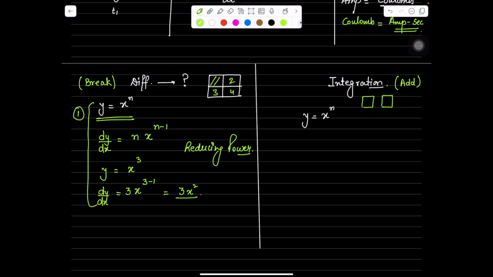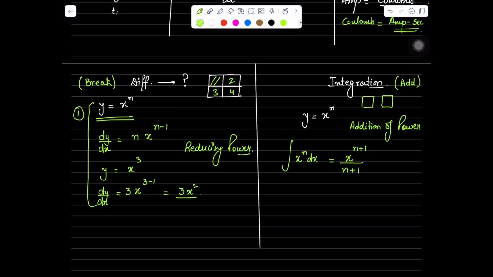Okay, this is your first part. Similarly here, what will happen? I told you add, it means addition of the power. So integration of x raised to power n dx. What is the formula? x raised to power n plus 1 divided by n plus 1.